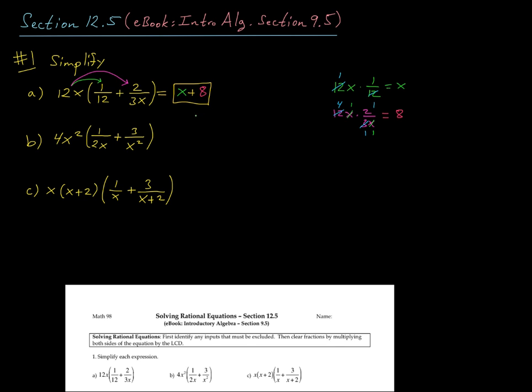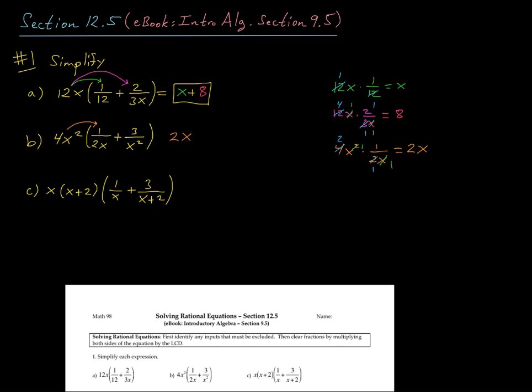All right, cool. Let's do the same thing for these others. So in B, 4x squared times the quantity 1 over 2x plus 3 over x squared. So if I distribute the 4x squared to 1 over 2x, I can do that off to the side here. Here I'm going to lose a factor of x. This would become x to the first, and x divided by itself is 1. And then from the 4 over 2, I'm just going to get a 2. So that all would break down to 2x times 1, so it would just be a 2x.